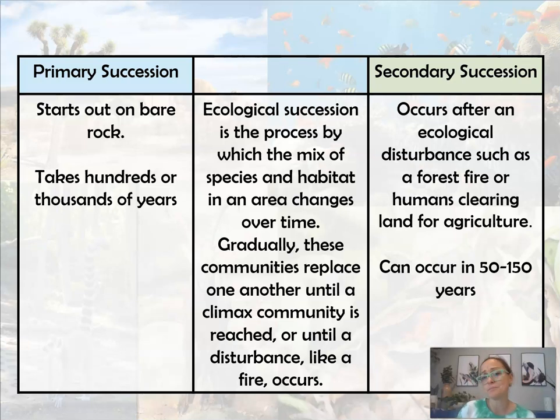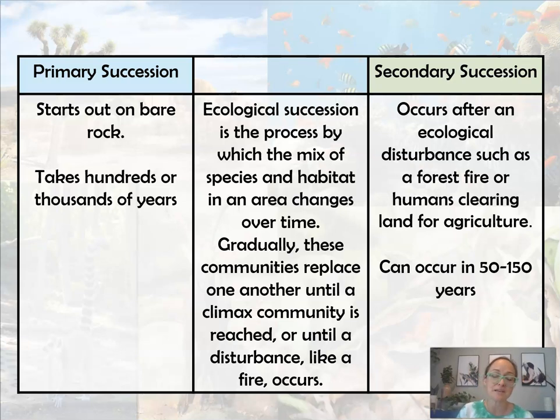But it could also be as simple as a human clearing a forest and allowing agriculture or farmland to take place, and then abandoning the property and then watching, first it'll start with weeds and it'll get all overgrown. But if you leave it long enough, it may restore to a forest similar to what it was before it was cleared for agriculture.